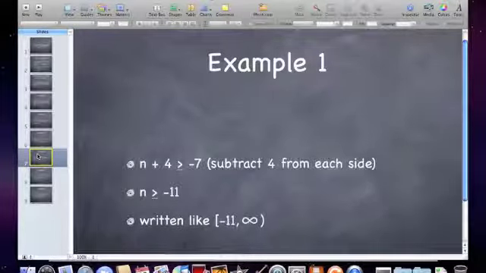Okay, n plus 4 is greater than or equal to negative 11... n plus 4 is greater than or equal to negative 7. First of all, you would subtract 4 from each side. And you'd get n is greater than or equal to negative 11. And then it is written like a bracket, negative 11, comma, infinity, parentheses.